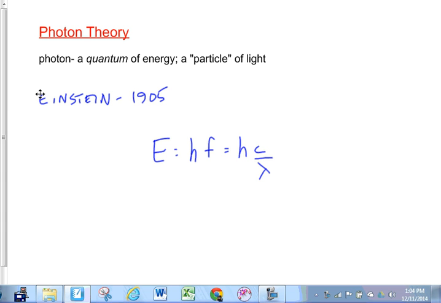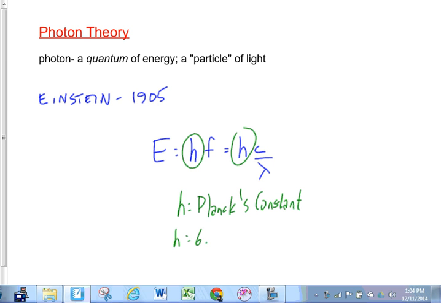h, this is kind of the odd one. h is a constant. We call it Planck's constant, named after a guy named Max Planck, who kind of laid the foundations for quantum theory. The values of Planck's constant are 6.63 times 10 to the minus 34 joule seconds, and 4.14 times 10 to the negative 15 electron volt seconds.